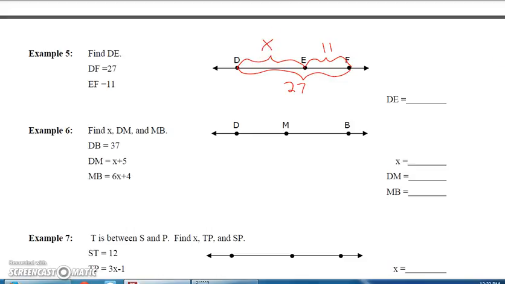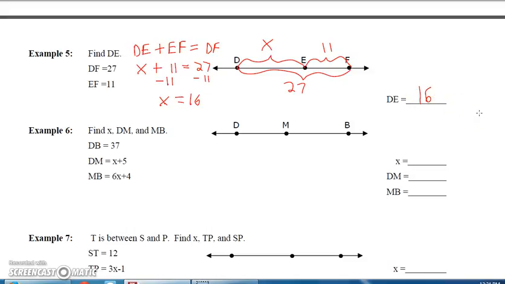Now, if you want to write out the whole thing, you could say DE plus EF equals DF. And kind of fill in the information that you know, just like in algebra. DE is X. That's what I'm trying to figure out. EF is 11. And DF is 27. So what does X equal? Well, it's just a one-step equation. X equals 16.